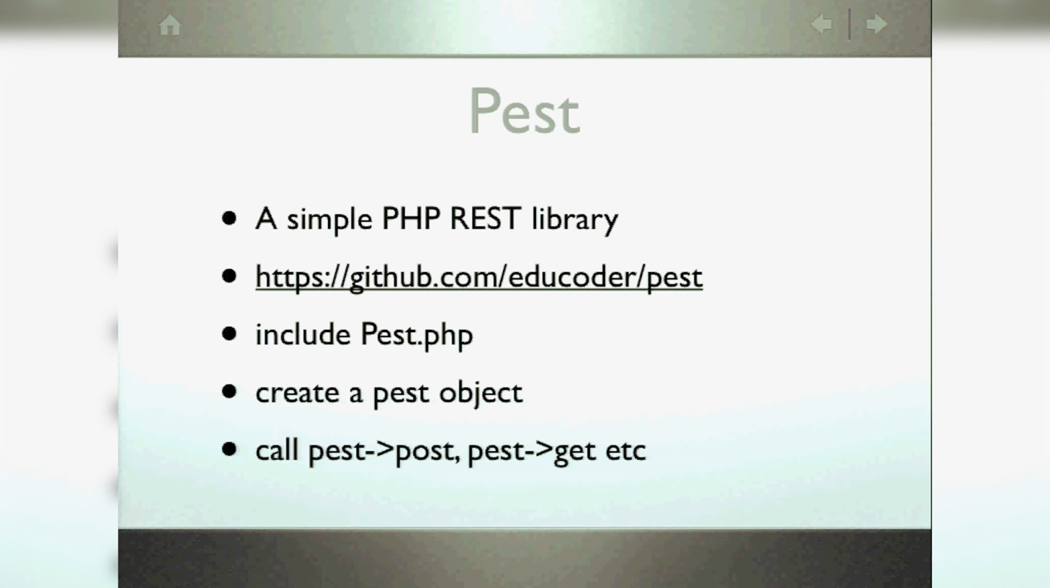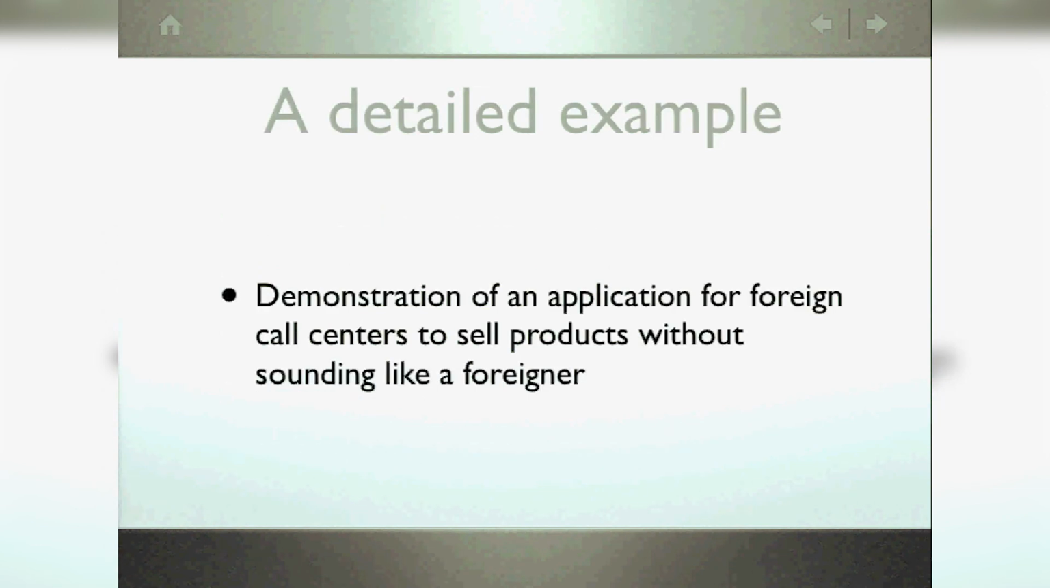Okay, so I'm going to give a demonstration of an application using ARI for foreign call centers to sell products without sounding like a foreigner. So the idea is that, let's say I am sitting in a country, Philippines we'll say. I'm sitting in Philippines, I want to sell a product, and I can understand English, but when I speak with people, they don't really understand what I'm saying. So instead of speaking, what we're going to be doing is playing audio files. Pre-recorded audio files, pre-recorded rebuttals, pre-recorded pieces of your script.